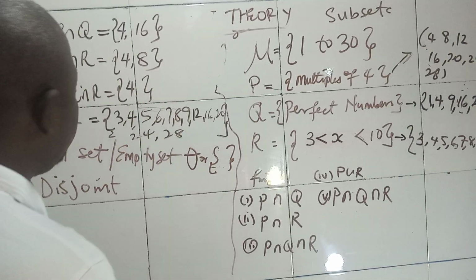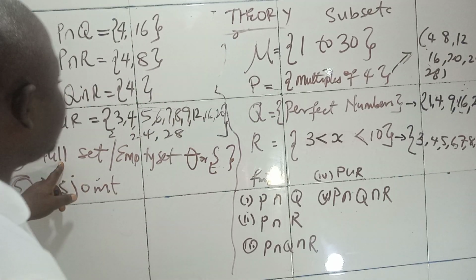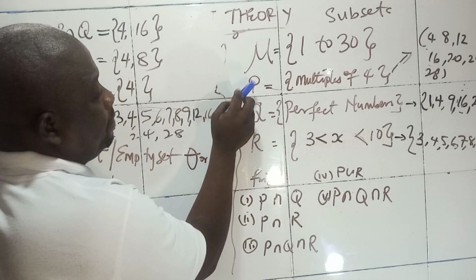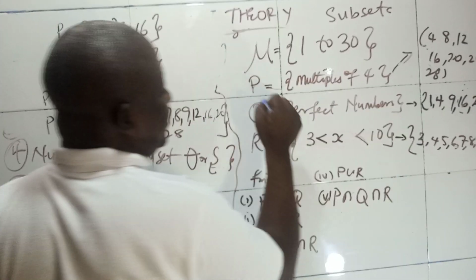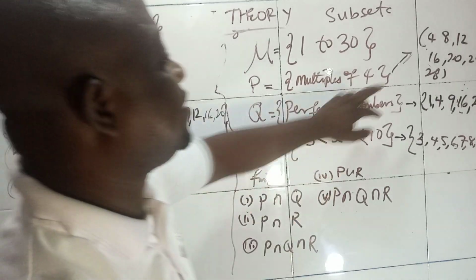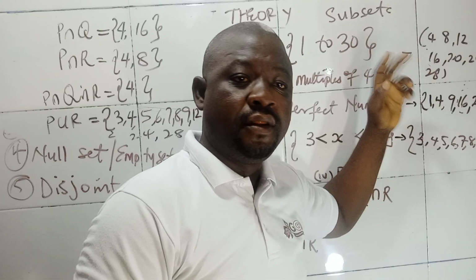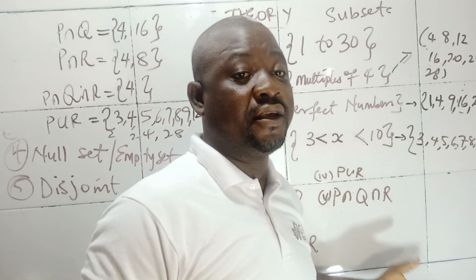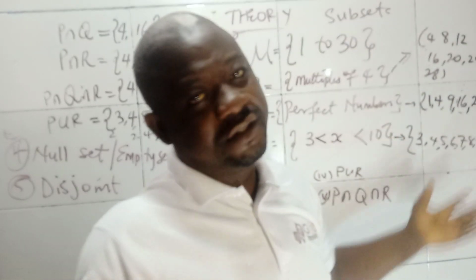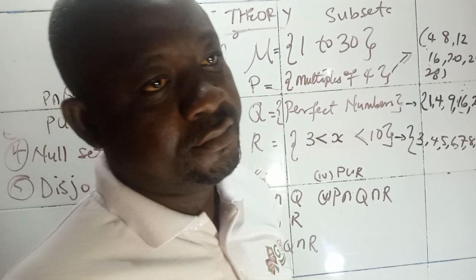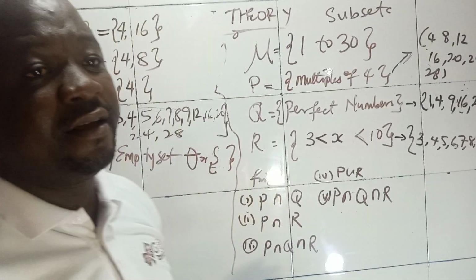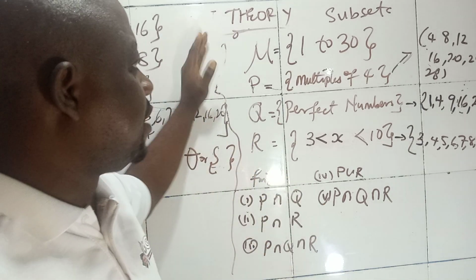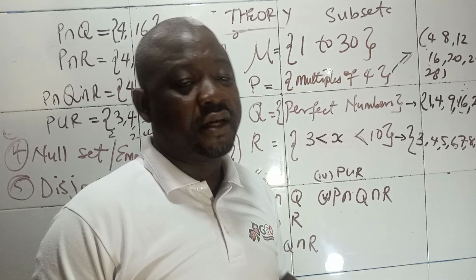Now, non-set. If I say non-set, it means, for instance, maybe I check P and I check Q, and there is nothing common to the two of them. Then I will say that, since there is nothing common in P and Q, it is a non-set. I think that is very, very clear and straightforward. That is part A of our set theory.